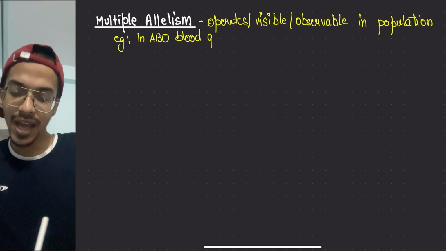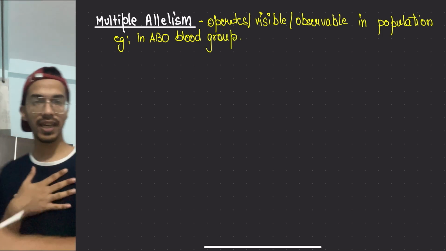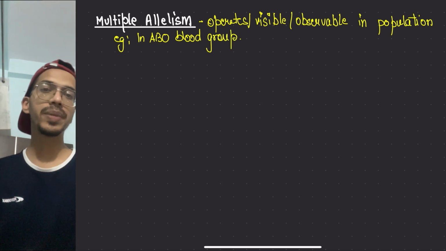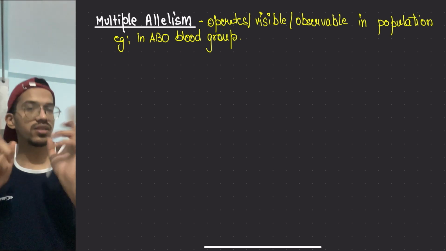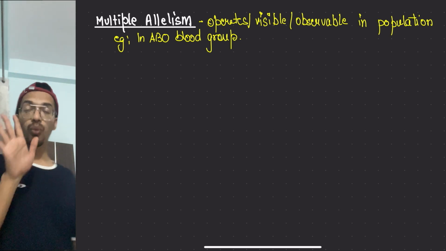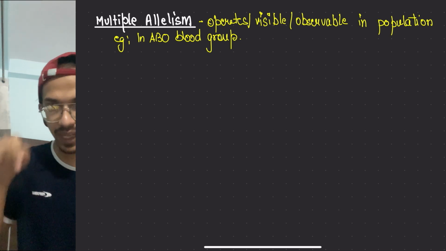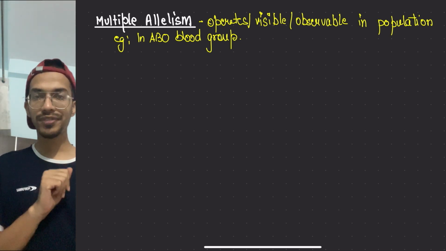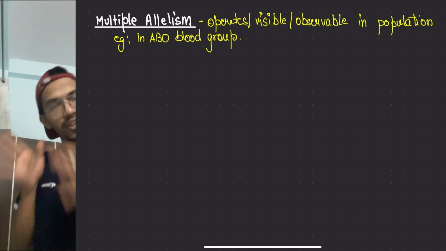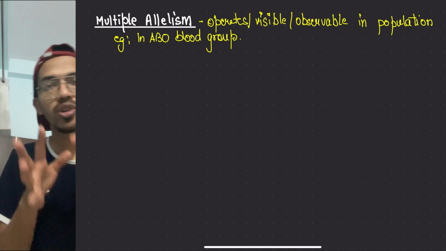So I say my blood group is A. Your blood group would be B, or another person's blood group would be O. Now these are the contrasting characters. What do contrasting characters mean? A, B and O are three different alleles of the contrasting characters. Either it could be A, or B, or O.